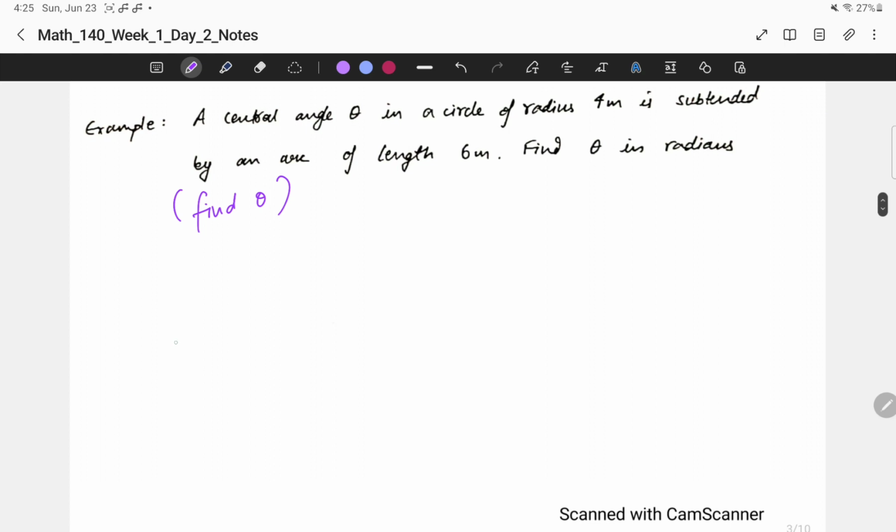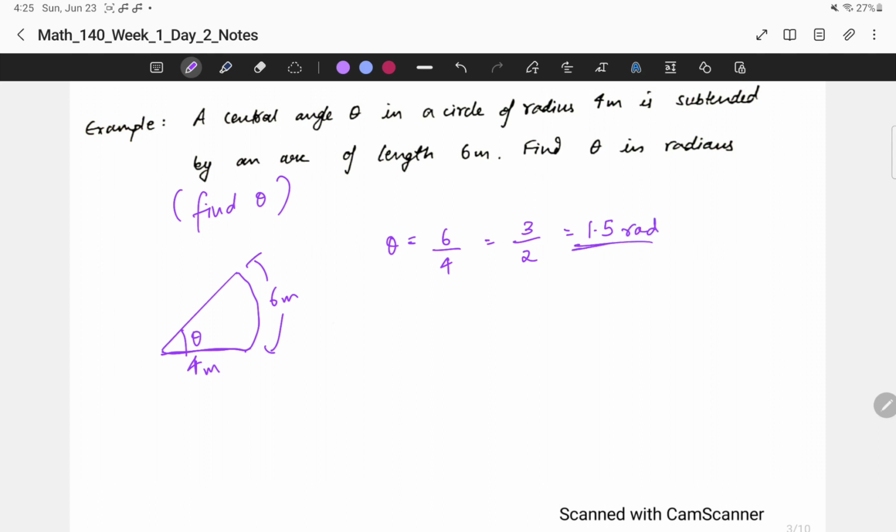And in the second problem, you're given that the radius is 4 meters and you're given this length is 6 meters and you're asked to find theta. So again, theta by definition is going to be the ratio of the distance over radius, which is 3 over 2, which is 1.5. But the important thing here is the radian. The unit is radian and not degrees.